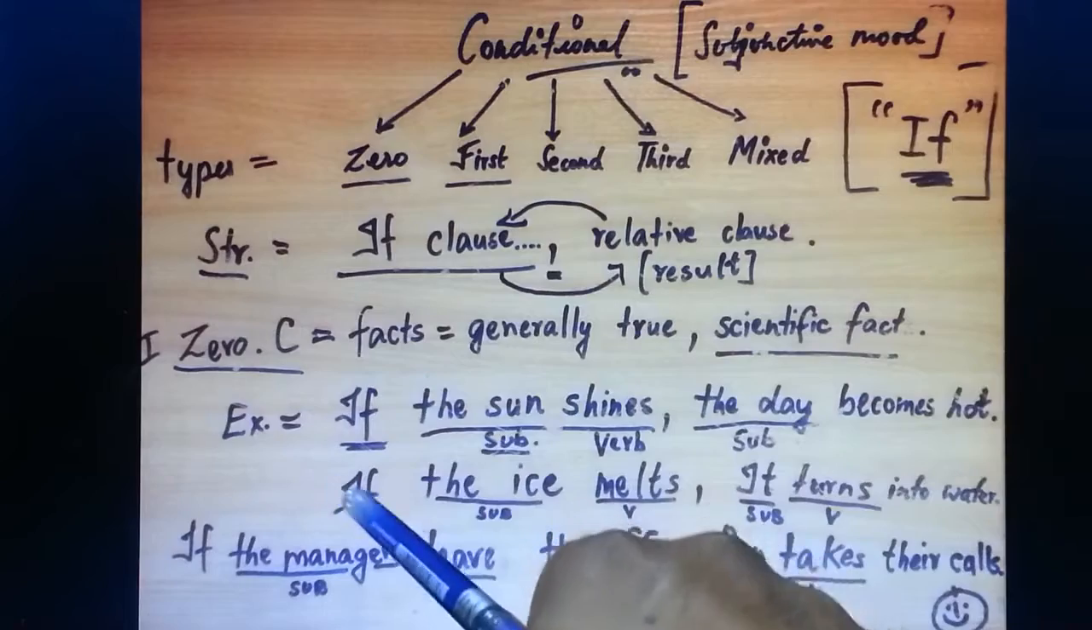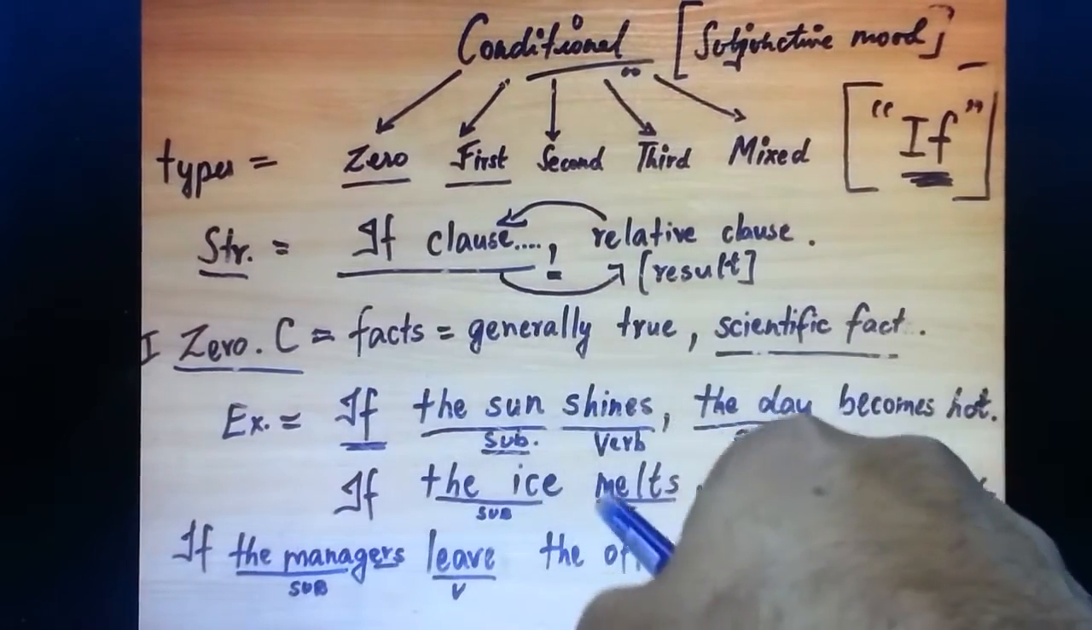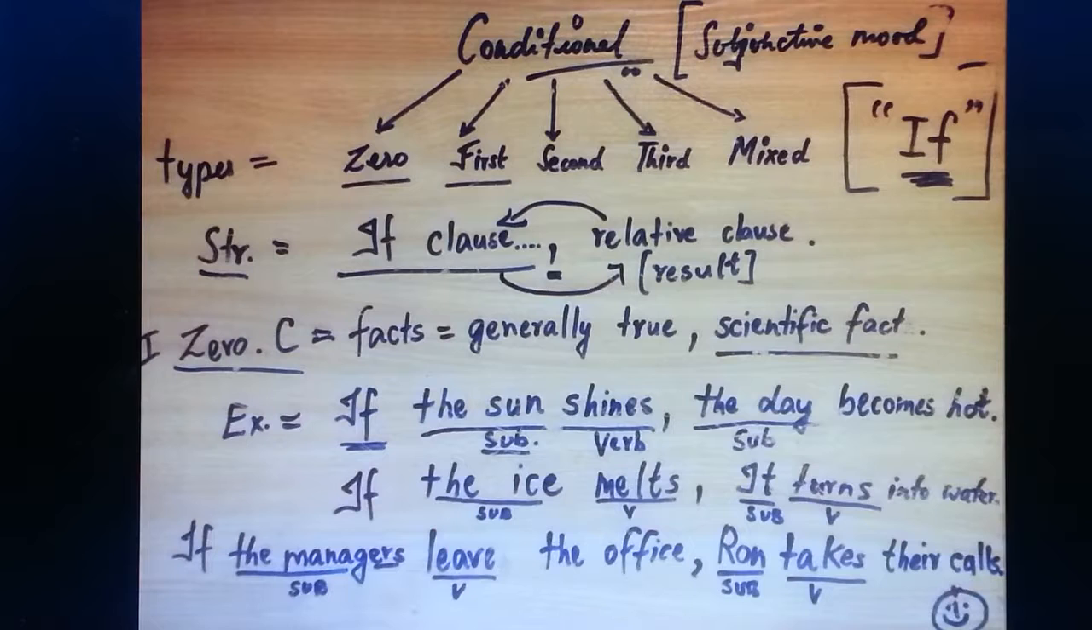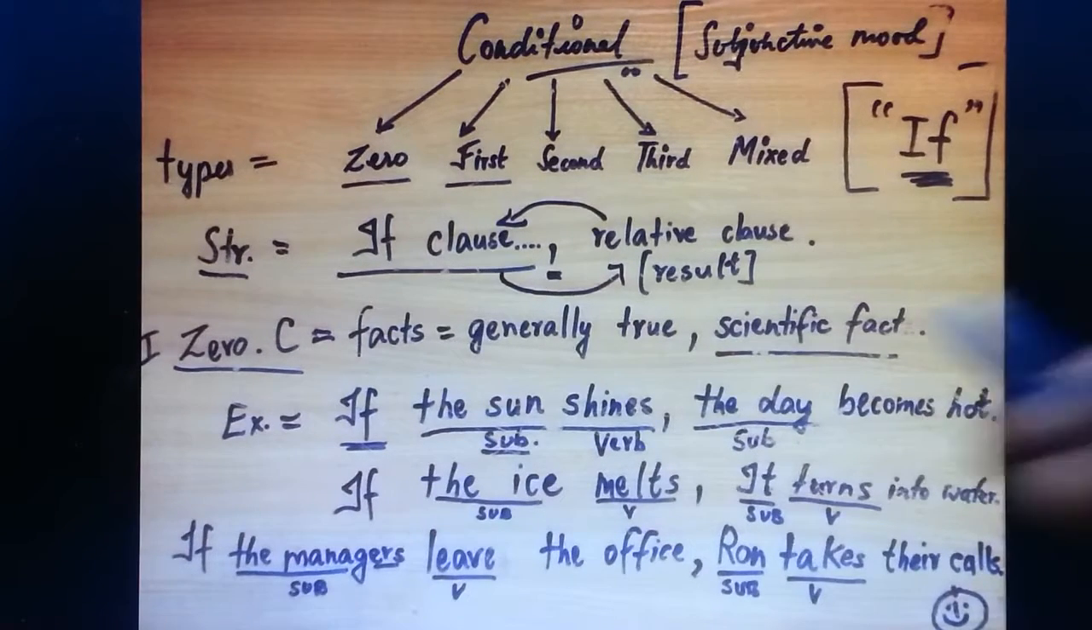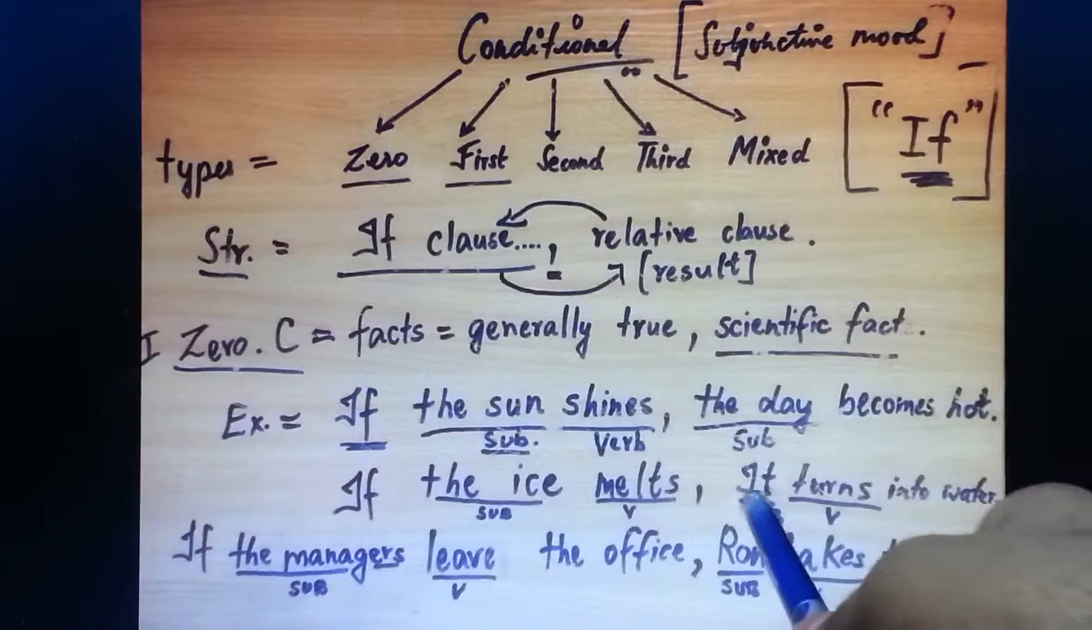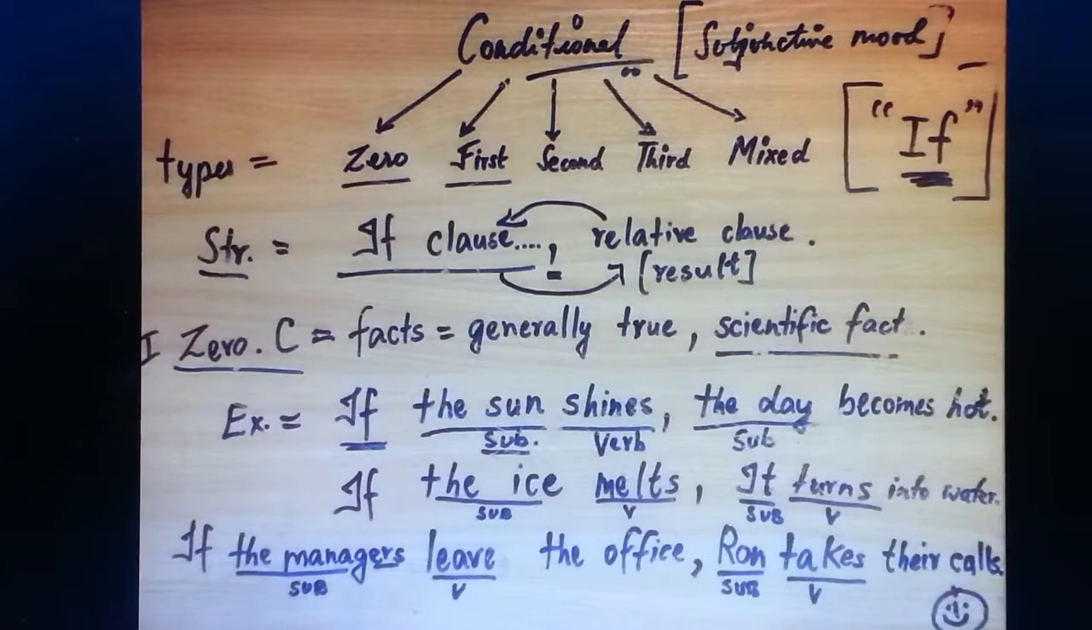Now, if the ice melts, generally true, it melts. It does not melt into gold, of course. It does not melt into popcorn, not even chocolate. But it melts, and what happens? It turns into water. Scientifically proven. Now, isn't that very easy? Of course. Genuinely easy. Hip hip hurrah. Okay. Let's go to the third sentence. Let's go down to earth. Let's talk about human beings.